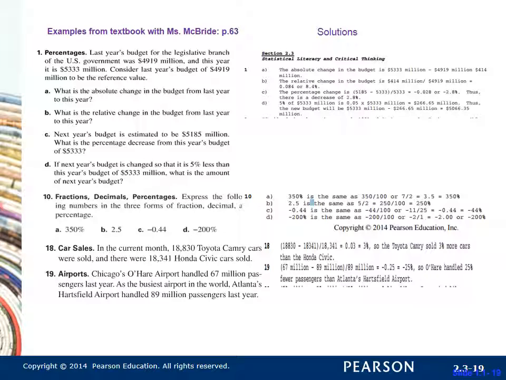Let's see. Question 10 is just a little bit of practice on expressing numbers in the forms of fractions, decimals, and percents. So you can see the correct answer next to those. So give those a try and then check the answer to the right.